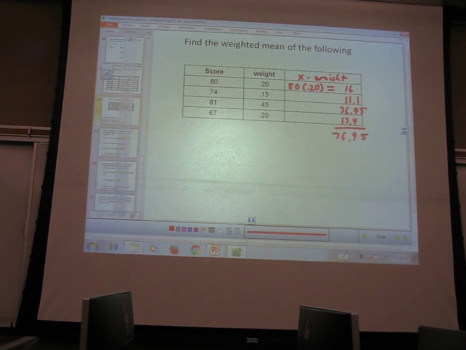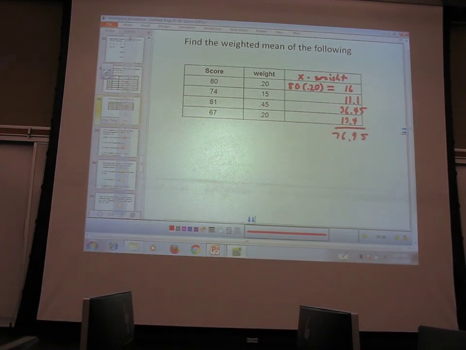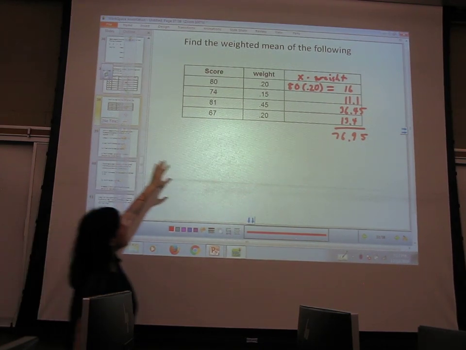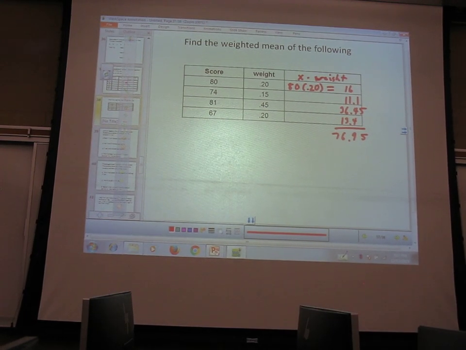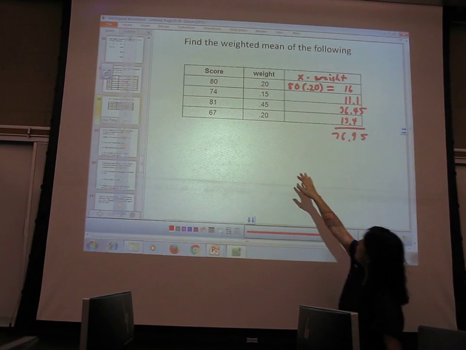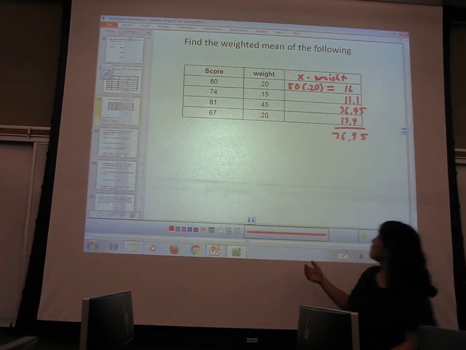Is this what everybody got? Ready to move on? Okay. Right, so, as a reminder, for a weighted mean, you multiply every x value by its weight, and you divide by the sum of the weights. But in this case, for a class, the sum of the weights is 1. Make sense?